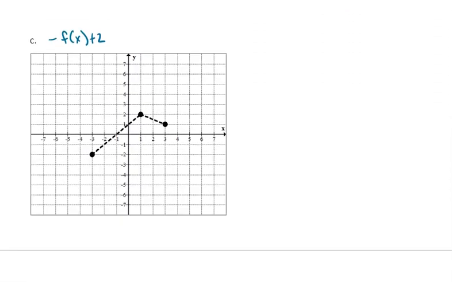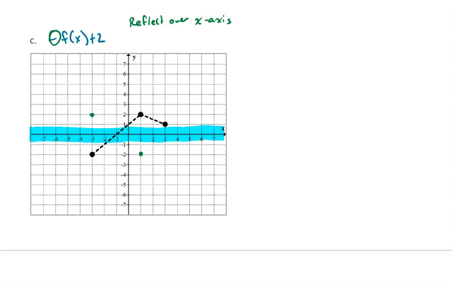For the last one, we have a negative this time, which means we need to do a reflect over the x-axis because it's outside. So if we reflect it over the x-axis, remember this is our mirror. So to reflect the first point at negative 3, negative 2, it's now going to be at negative 3, positive 2. 1, 2 is now going to be 1, negative 2. And 3, 1 is now going to be 3, negative 1.